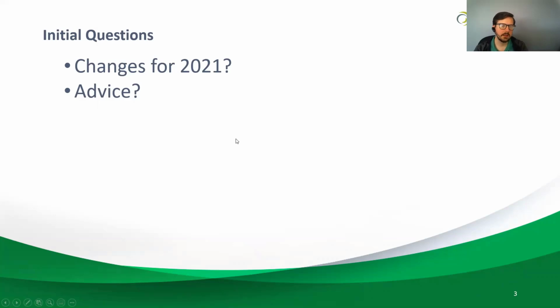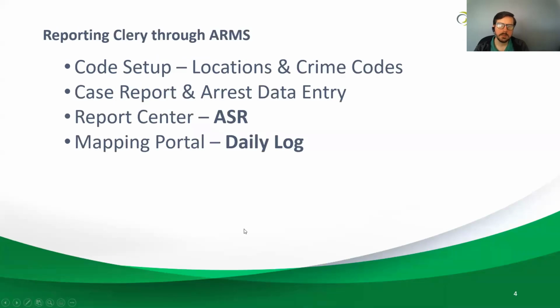Okay, so that's the questions we wanted to ask you for just the new year, any changes, and then anything we need to be thinking about. For the next part, we're going to be jumping into the ARMS side of things. Like I said, this is going to be a quick, brief overview of it. You can get this information from older webinars that we've done in the past, just the Clery code setup and Clery reporting and mapping portal. But I still want to go through it just for anyone who hasn't seen it yet to make sure you know what you need to be entering in.